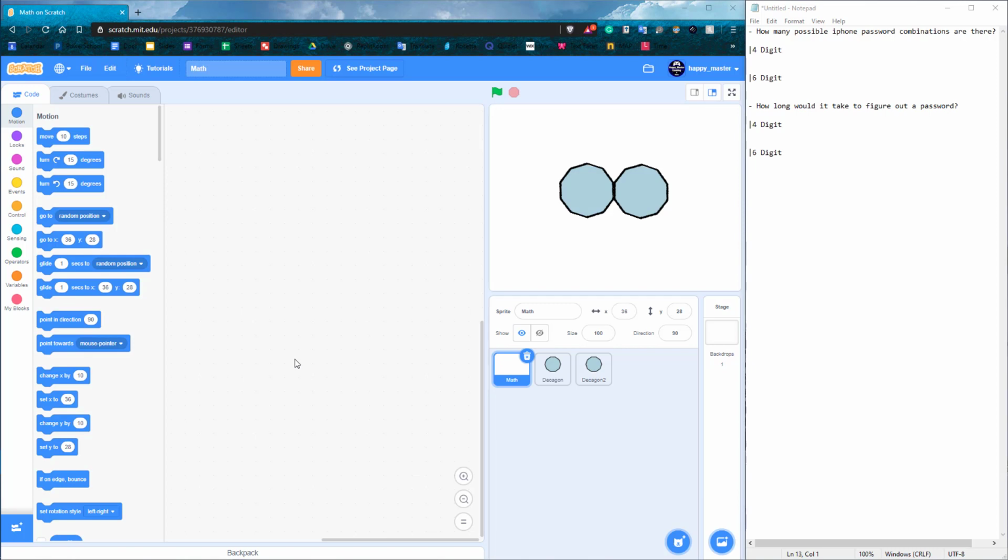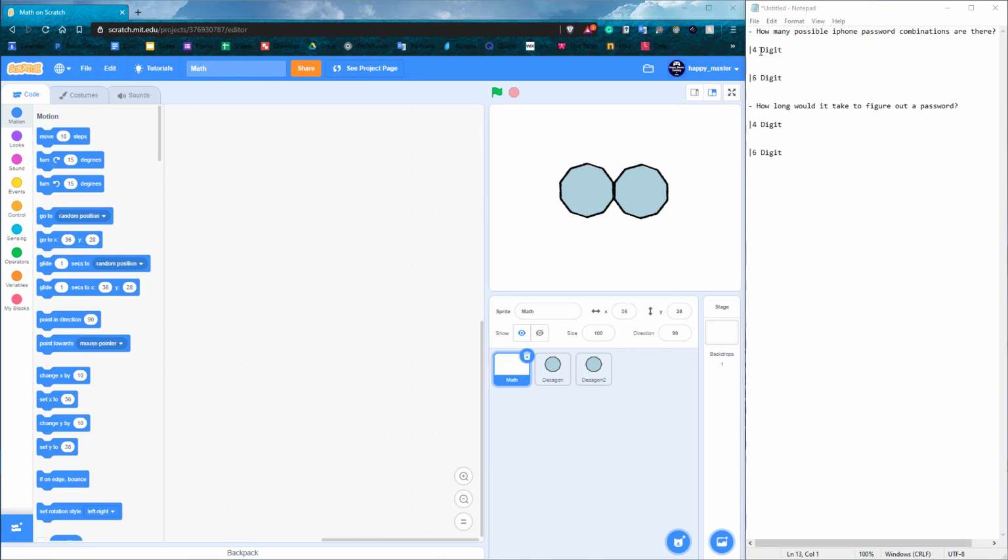If you know the iPhone, it has a passcode on it, and the basic passcodes were the typed one with actual words, the 6-digit one, the 4-digit one, and now they have the new any-length numbers-only one. So I'm going to be talking to you about how many possible iPhone password combinations there are and how long it would take to figure out a password, as shown over here.